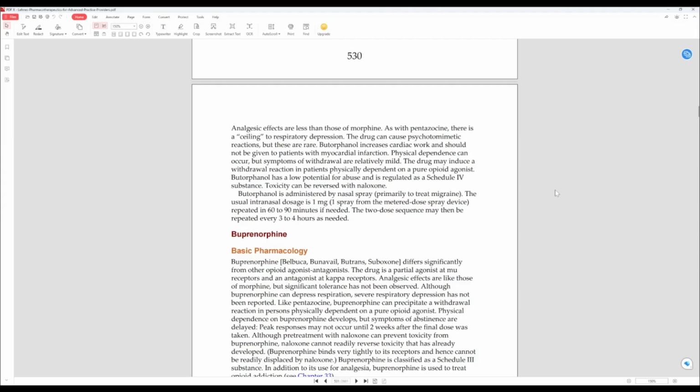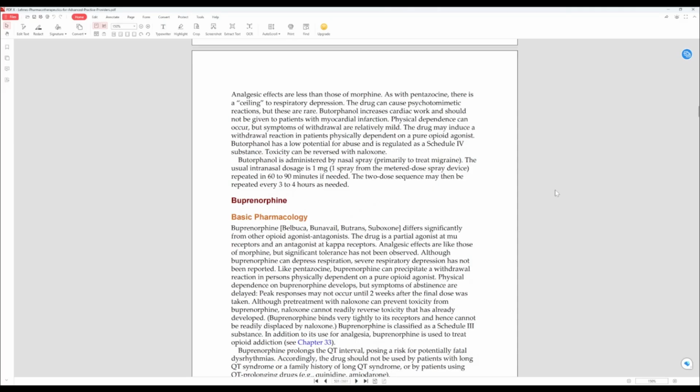Butorphanol, however, increases cardiac work and should not be given to patients who have a history of a myocardial infarction. Physical dependence can occur, but symptoms of withdrawal are relatively mild. The drug may induce a withdrawal reaction in patients who are physically dependent on a pure opioid agonist. Due to that, it has a low potential for abuse and is regulated as a Schedule IV substance. Toxicity will be reversed with Narcan.